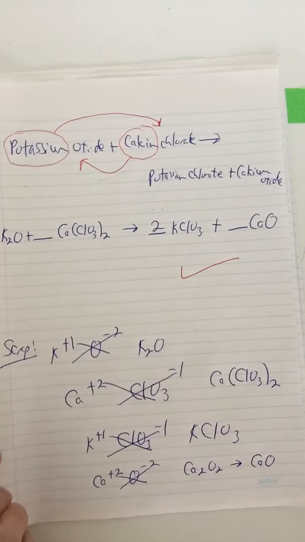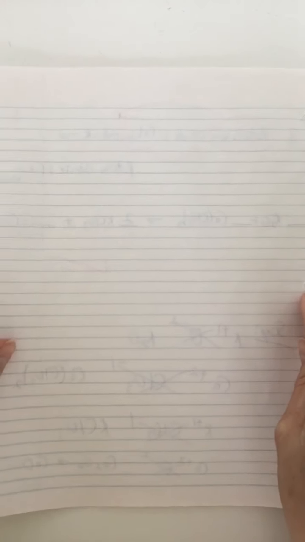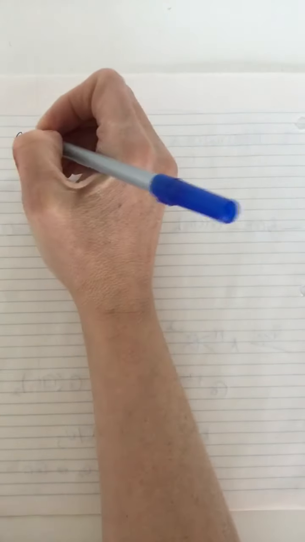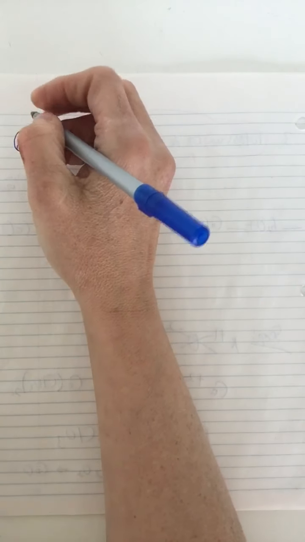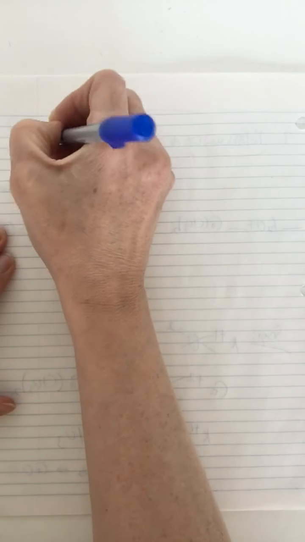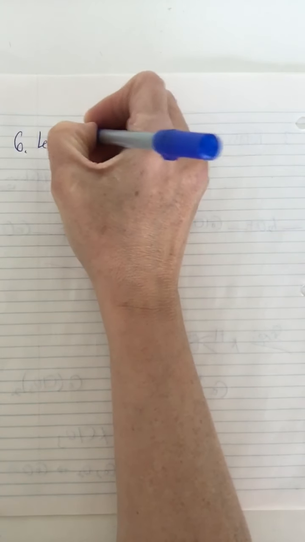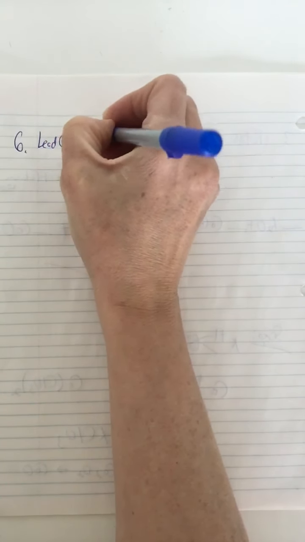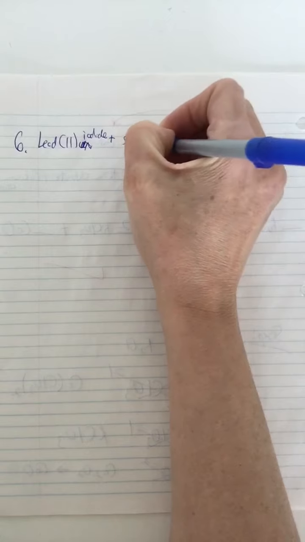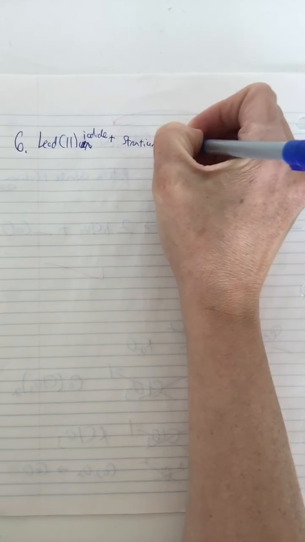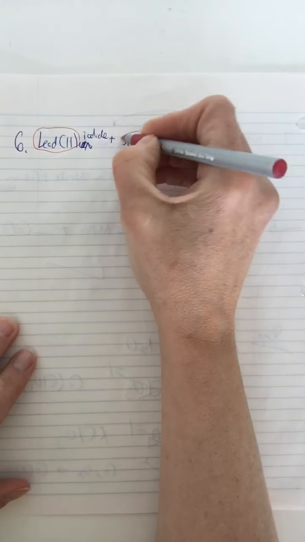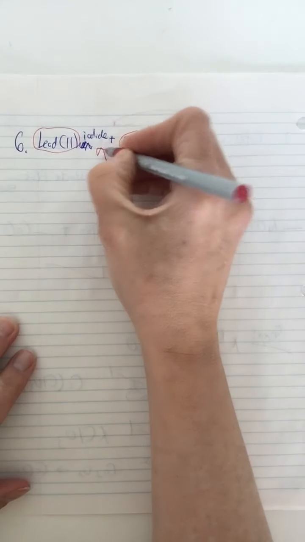Okay, so number 3, I have this formula. So that was on the worksheet. Let's do number 6, because I've been doing 3, 6, 9 lately, so that's what I'll do again. I don't pre-look at them, I just do them with you guys. So we've got lead 2 oxide, iodide, plus strontium carbonate. All right, so lead 2 is the metal, strontium's the metal. They're going to square dance.